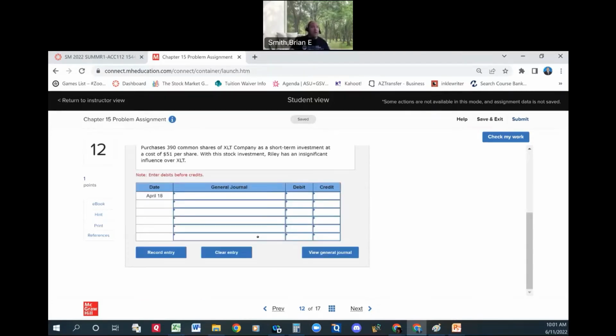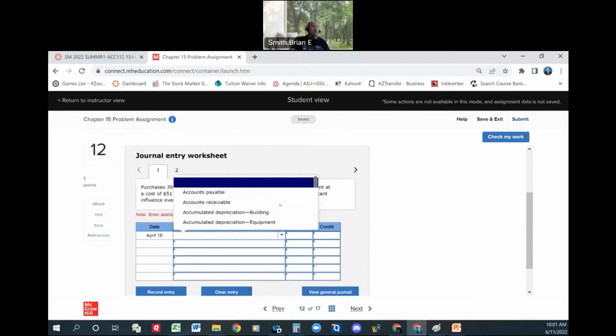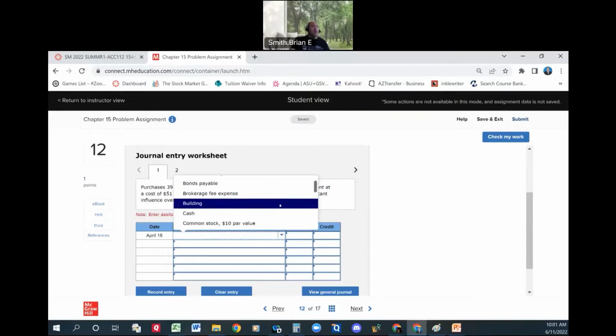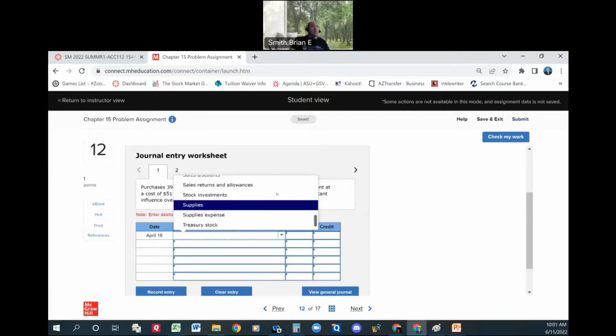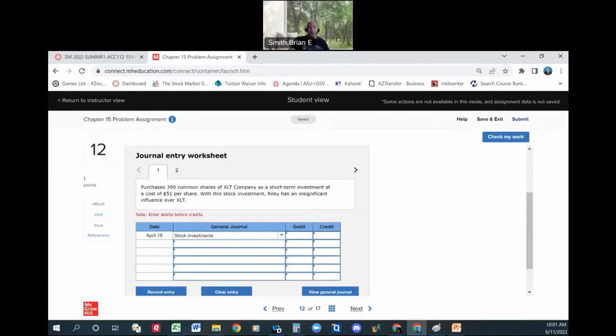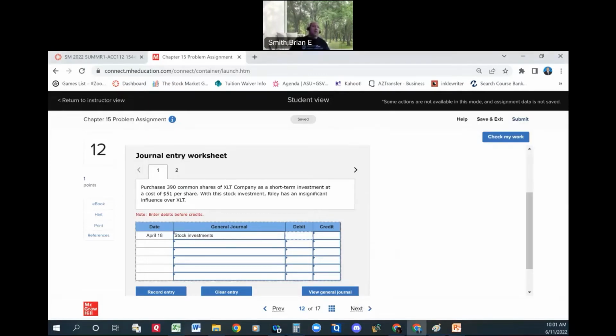We're going to debit. Let's first get the account. So we're looking for stock investments here. I think it's going to be under stock investments. Let's go down here. Yeah, stock investments are debit. I'm going to pull over my calculator here, and let's take 390 times 51. It's going to be 19,890. And we're doing this in cash. We're not doing it on credit.